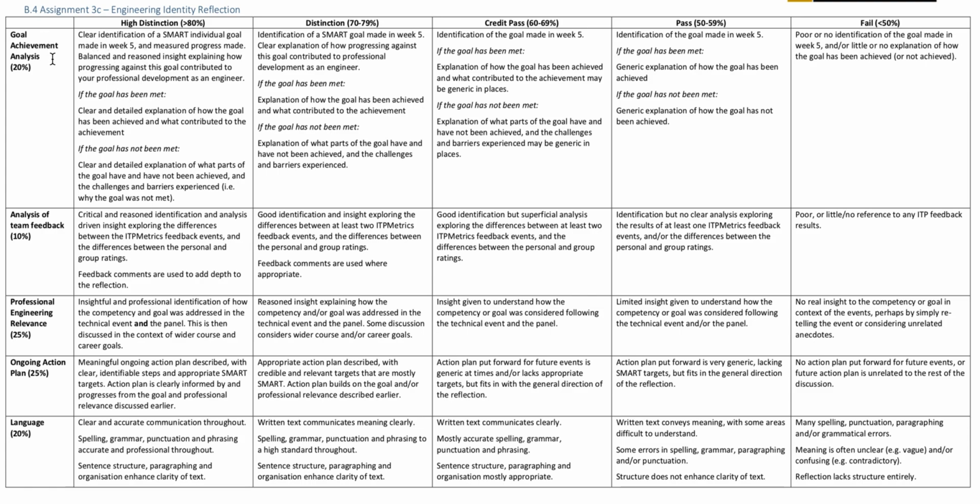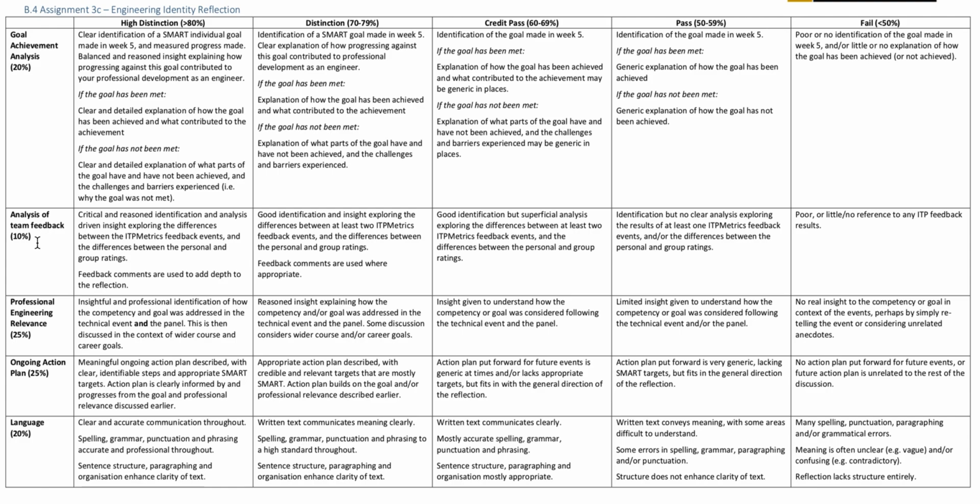Okay, so the goal achievement analysis looks into the goal, whether you have achieved it or not, and how it helps you as an engineer. How about the analysis of team feedback? This one looks at the ITP metrics. If you refer to the ITP metrics and then analyze your own score and how other people score you, and then explain a bit any differences, that will give you the 10% over here.